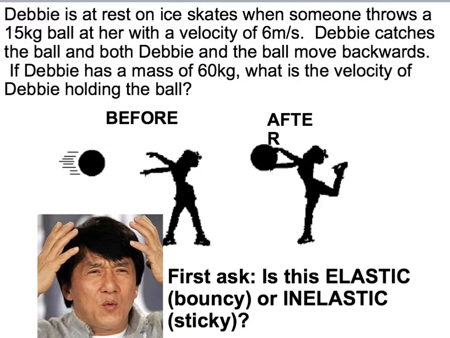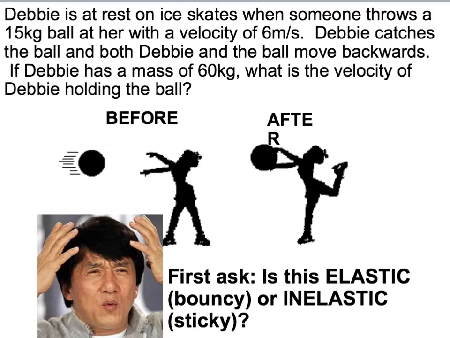Now let's move on to our second problem. This one says Debbie is at rest on ice skates when someone throws a 15 kilogram ball at her with a velocity of 6 meters per second. Debbie catches the ball, and both Debbie and the ball move backwards. If Debbie has a mass of 60 kilograms, what is the velocity of Debbie holding the ball? And this would be after the collision of Debbie with the ball.